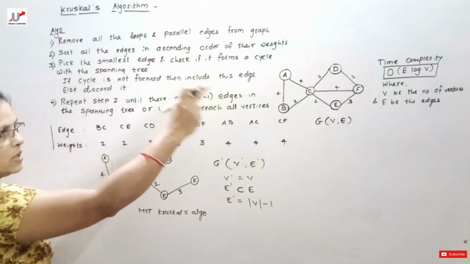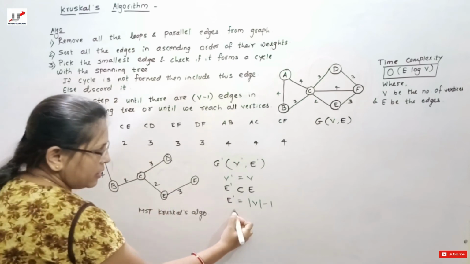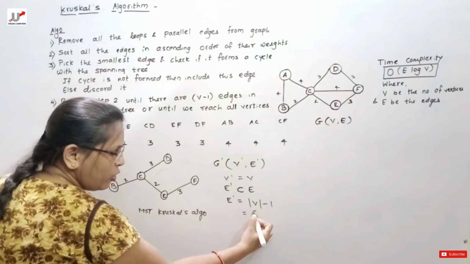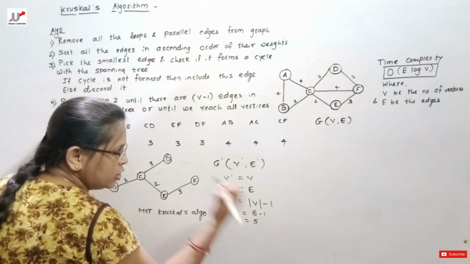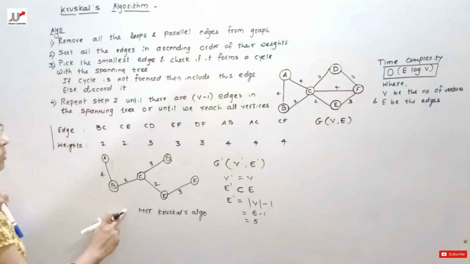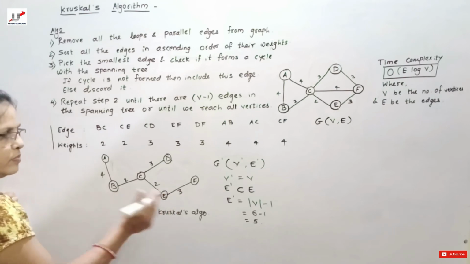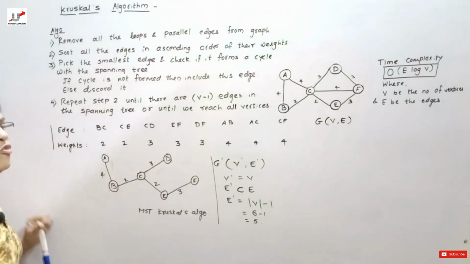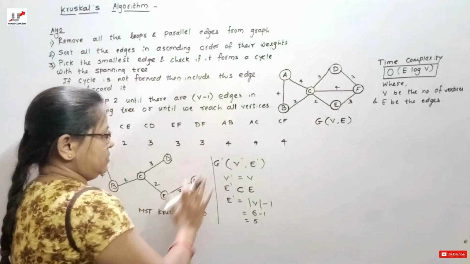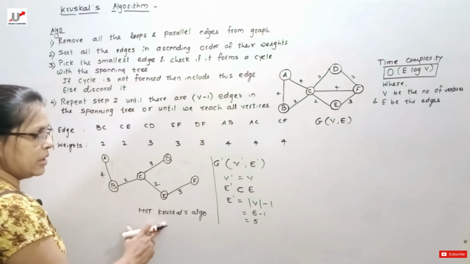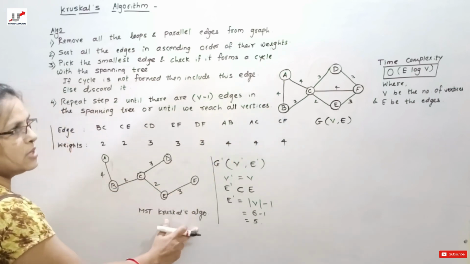As the number of vertices is 6, E dash is equal to 6 minus 1. So 5 edges should be present in a minimum spanning tree. Here 1, 2, 3, 4, 5. It satisfies all the properties of a minimum spanning tree. So this is the minimum spanning tree of the given graph using Kruskal's algorithm.